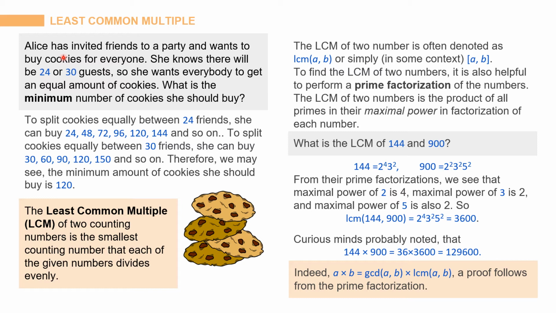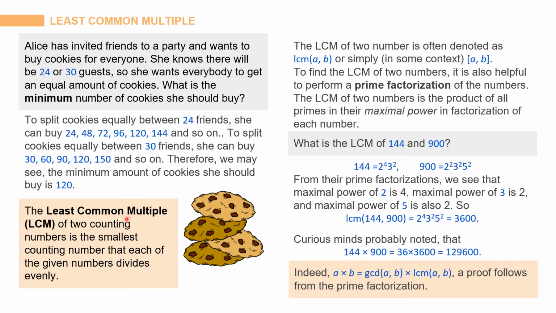To split the cookies equally between 24 friends, she can buy 24, 48, 72, 96, 120, 144, and so on. To split the cookies equally between 30 friends, she could buy 30, 60, 90, 120, 150, etc. So looking at those two lists, the smallest number of cookies she should buy to guarantee that she can evenly split them between 24 or 30 guests is 120.